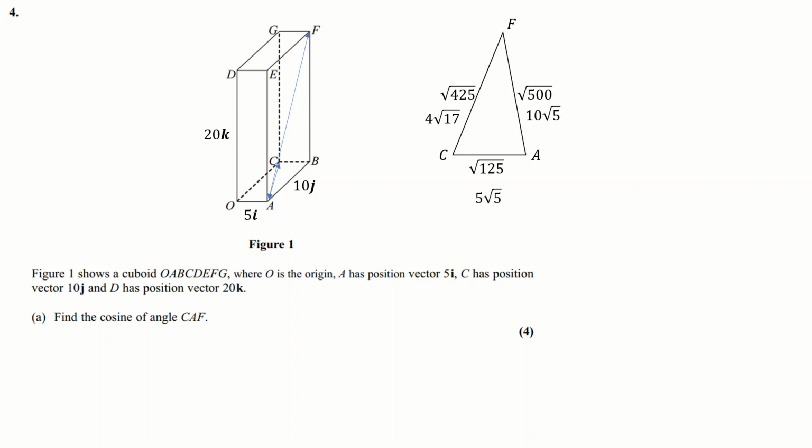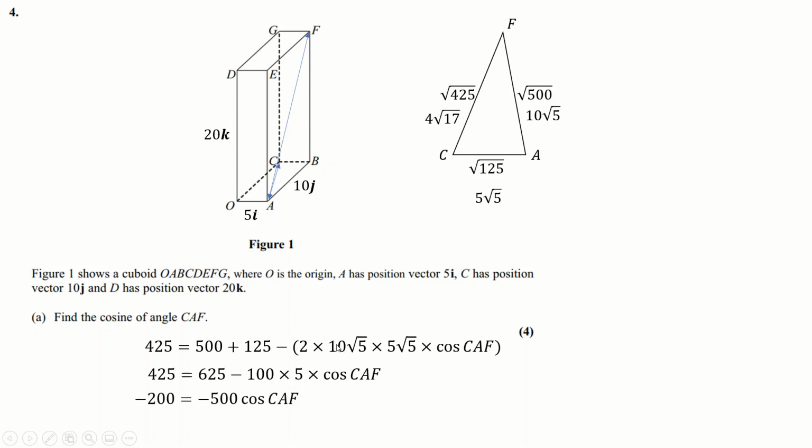I don't think it matters too much, but of course I'm looking for cos of CAF, so I know I can just use cosine rule here. And actually, the reason simplifying may not have been an amazingly helpful idea is because when you square this side, you just end up, of course, with 45, and this side with 500, this side with 125. It's useful here to cancel them down, because now these are nicer numbers to work with.